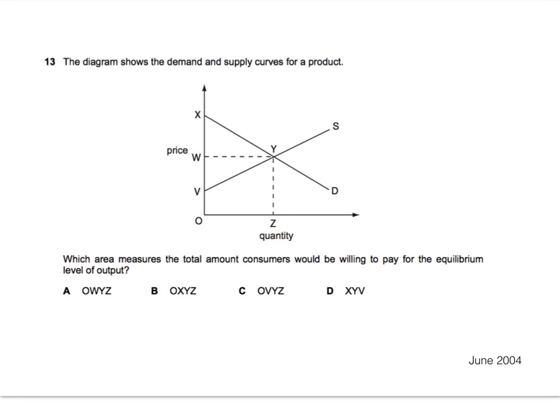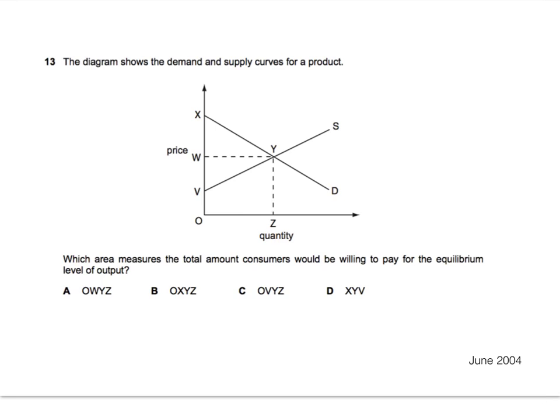This is question number 13, June 2004, and in this question they have given us the demand and supply curve. They say the diagram shows the demand and supply curves for a product. Which area measures the total amount consumers would be willing to pay for the equilibrium level of output?